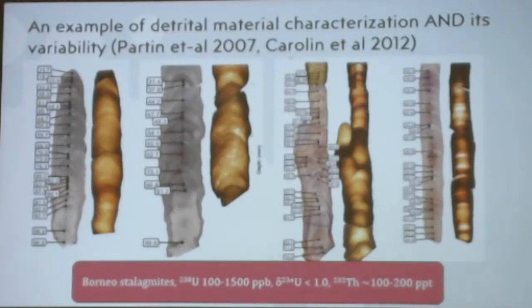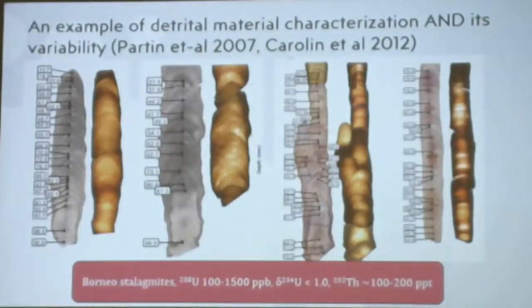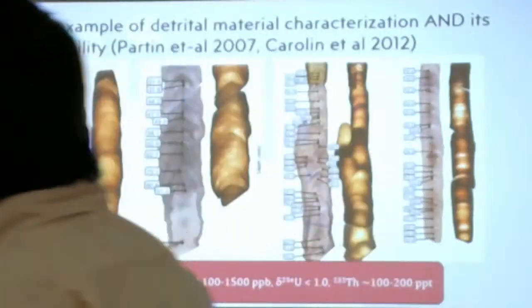So I'm going to show you an example. This is from Partin, 2007, published in Nature, and Carolin, 2012, published in Science. These are stalagmites from Borneo, which were dated at Caltech. When you look at the details of this work, it was really a pain to actually date them. But they actually did a very nice job in dating these stalagmites.